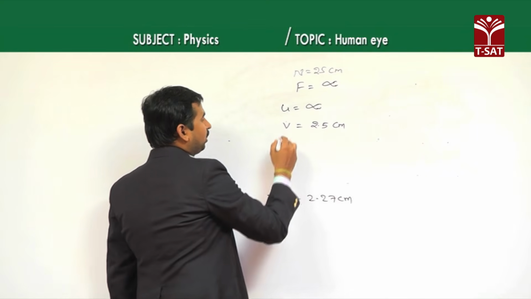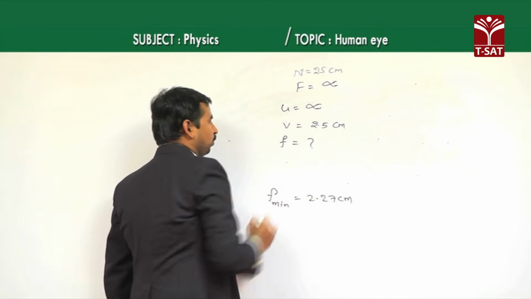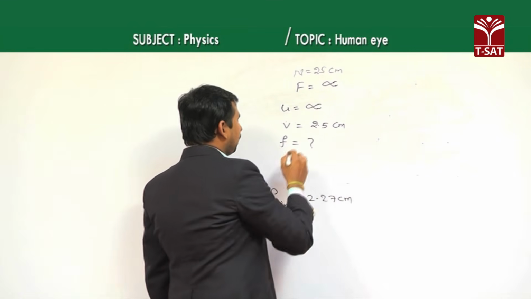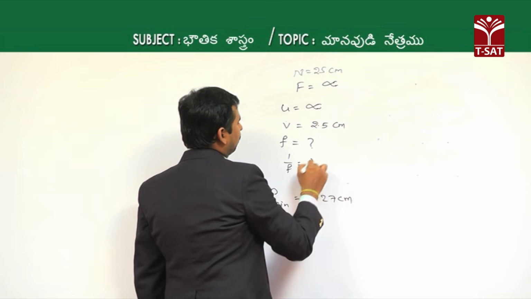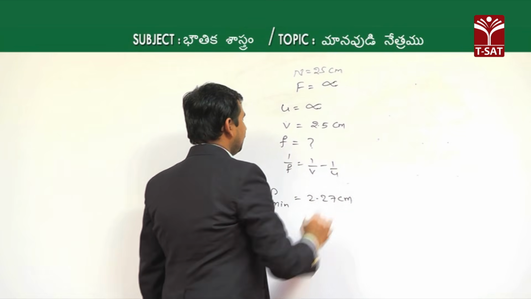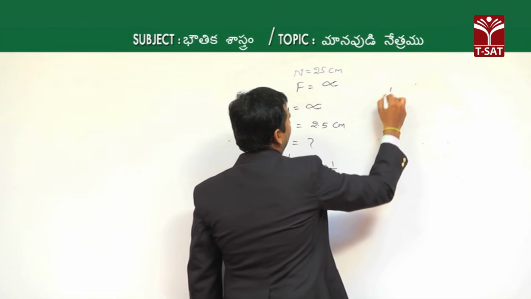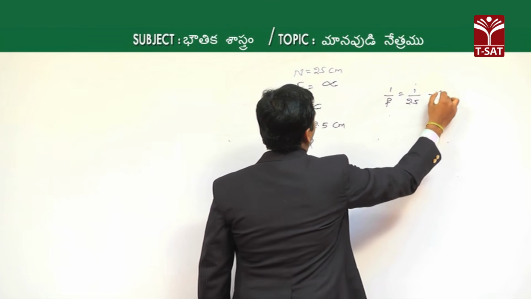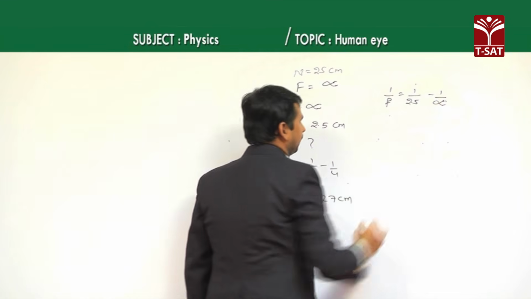And we are taking now the focal length. How much is the focal length adjusted by our ciliary muscles? Okay. Then again the formula 1 by f is equal to 1 by v minus 1 by u. If you substitute that value, then 1 by f is equal to 1 by v, which is 2.5, minus 1 by u, which is infinite.